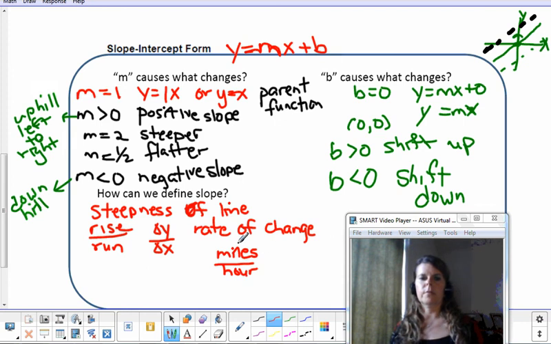Another one might be dollars per pound. When you go to the store, dollars per pound. These are all types of rate of change. And if you're talking about real life, your miles would be your dependent variable, your hours would be your independent variable. Maybe you're thinking of some other things about slope, but those are the main things.